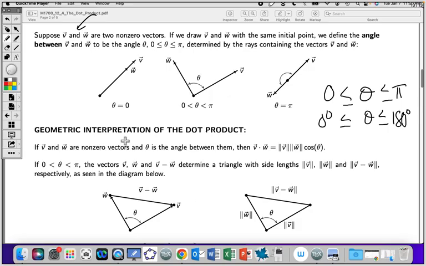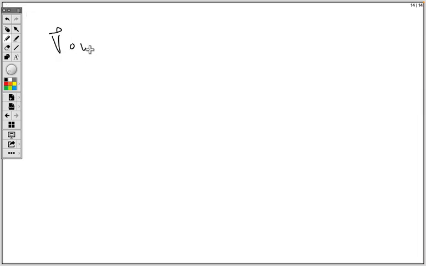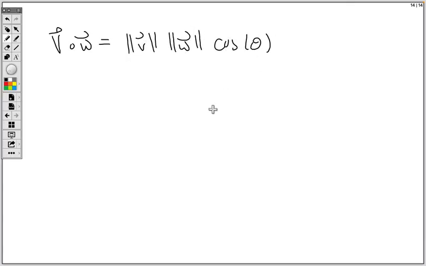And so here's the geometric interpretation of the dot product. It turns out that v dot w is the length of v times the length of w times the cosine of the angle between them. Okay, so how are we going to do such a thing? Okay, well, we're going to go back to our little diagram here.